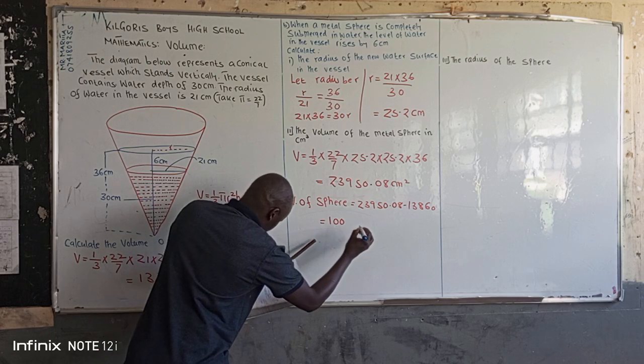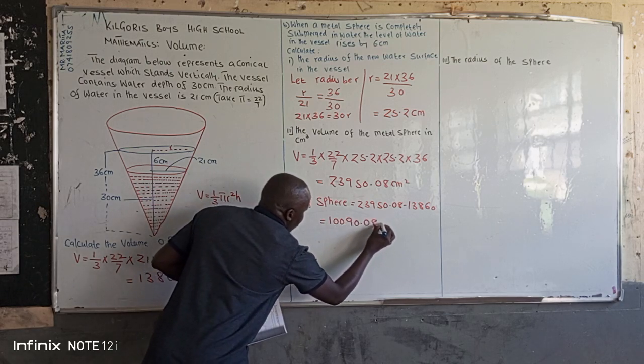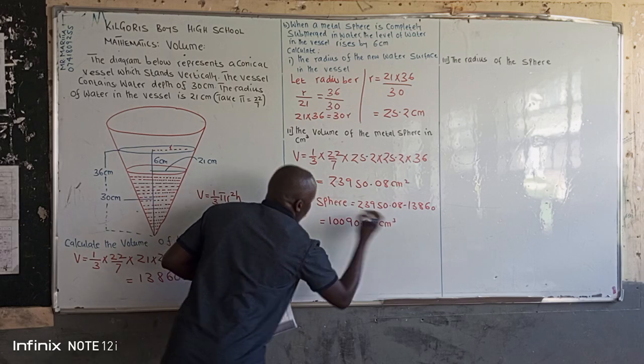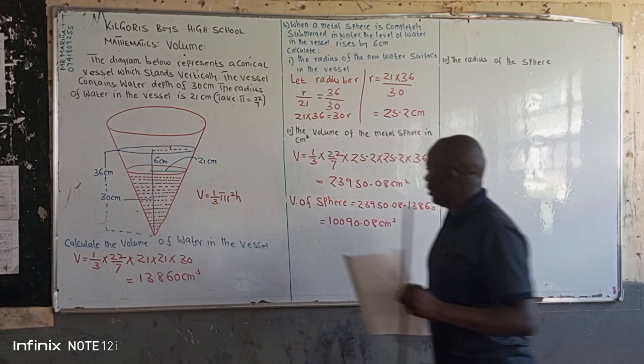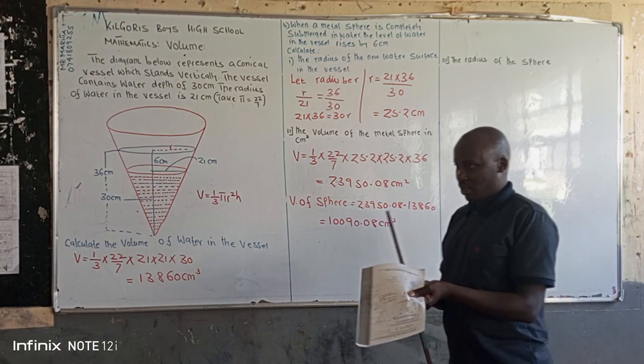That gives us the volume of the sphere as 10,090.08 cubic centimeters. This is the volume of a sphere. So you can also use the ratios.